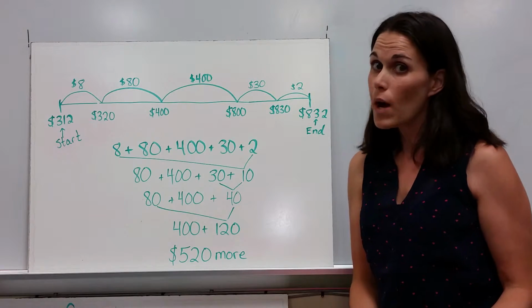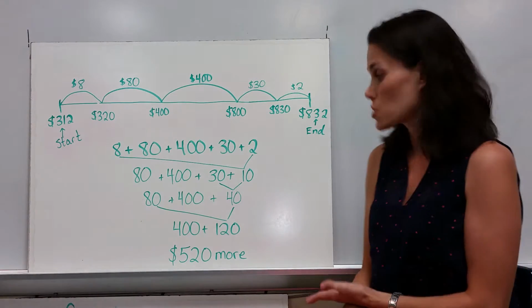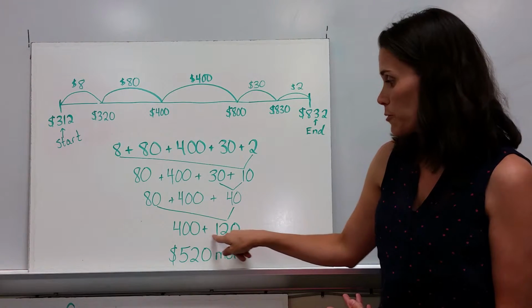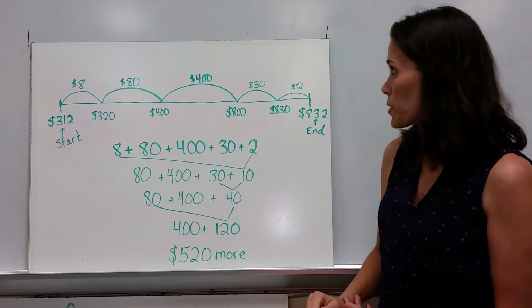Again, 8 plus 4 is 12. So 8 tens plus 4 tens is 12 tens. We still have the 400. And this is 520 because 400 plus 100 is 500 plus 20 more.